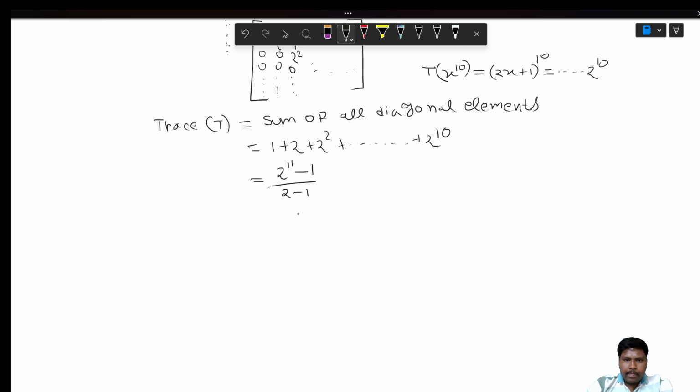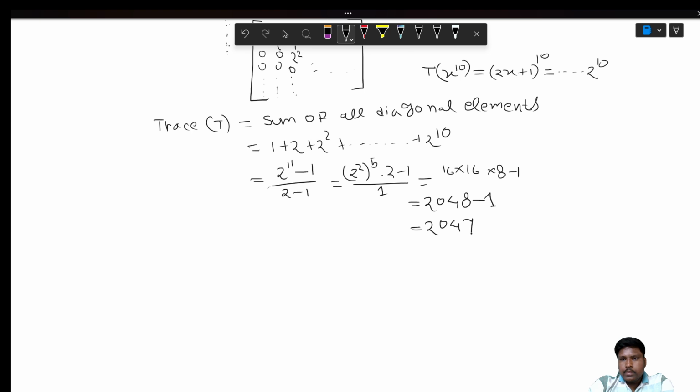So 2 to the power 11 means 2 square to the power 5 into 2, minus 1, and the denominator is 1. So 4 to the power 5 means 16 into 16 into 4, and the 4 comes with 2, which is 8, minus 1. That means 16 times 16 is 256, times 8 is 2048, minus 1. So the answer is 2047. This will be the trace of T.